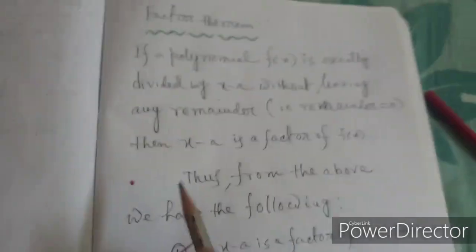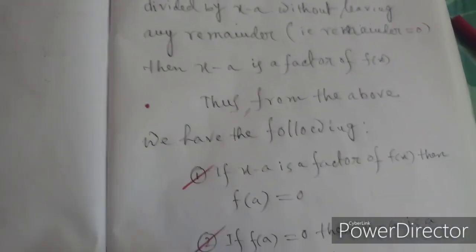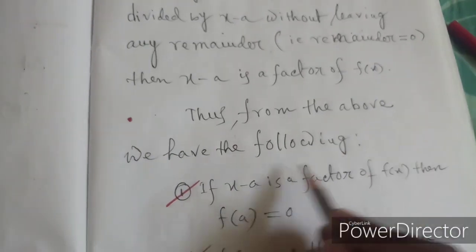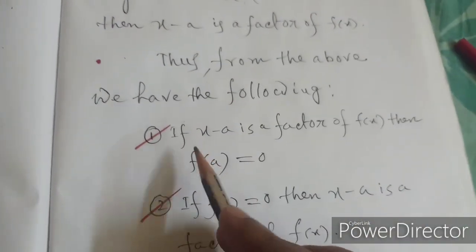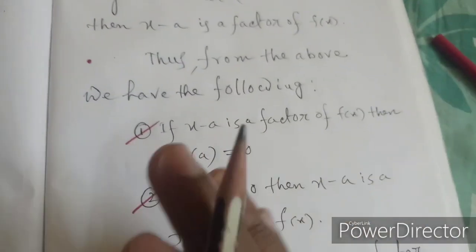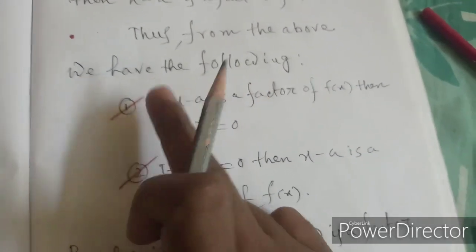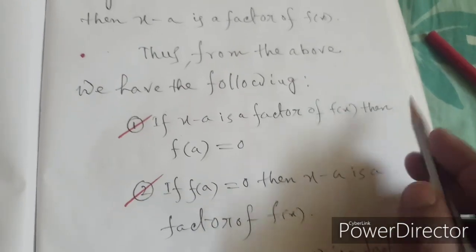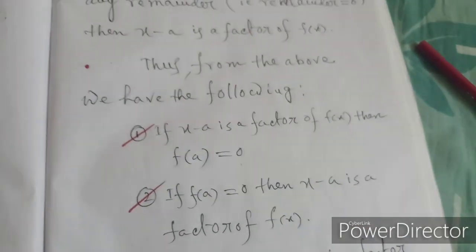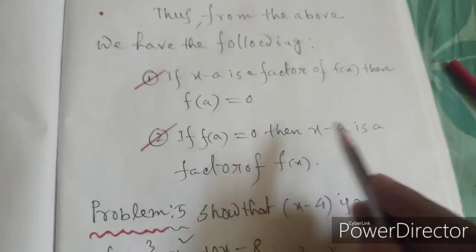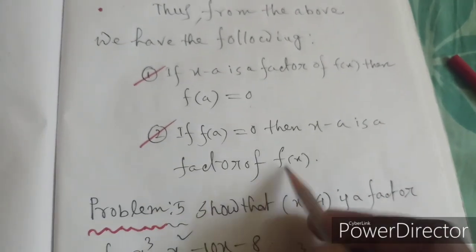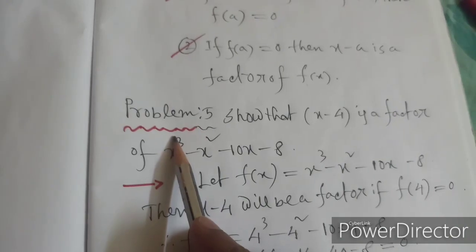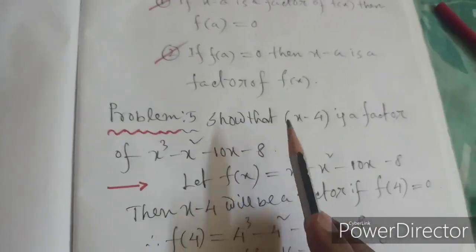Now, from this statement, we have the following things. Number one and number two are vital. You should remember these two things. Number one, if x minus a is a factor of f(x), then f(a) equal to 0. And number two, if f(a) equal to 0, then x minus a is a factor of f(x).